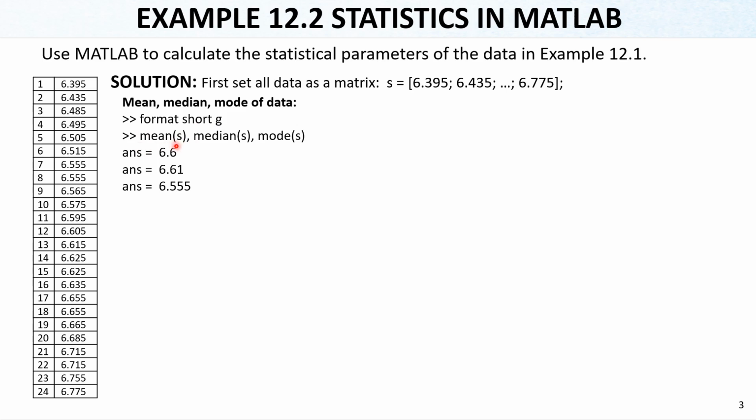Mean(s) gives us the mean, median(s) and mode(s), which we didn't learn, but these give other statistical parameters. And when you write these, the results are 6.6 as the mean, which we calculated with hand calculations as well. These are the results of median and mode actually.